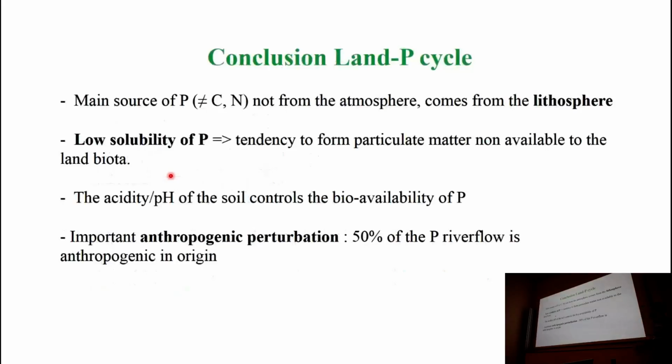So to conclude the land cycle, phosphorus is really scarce. It's really hard to get available, and then it partitions into these unavailable or partially available phases, which are really importantly controlled by pH.